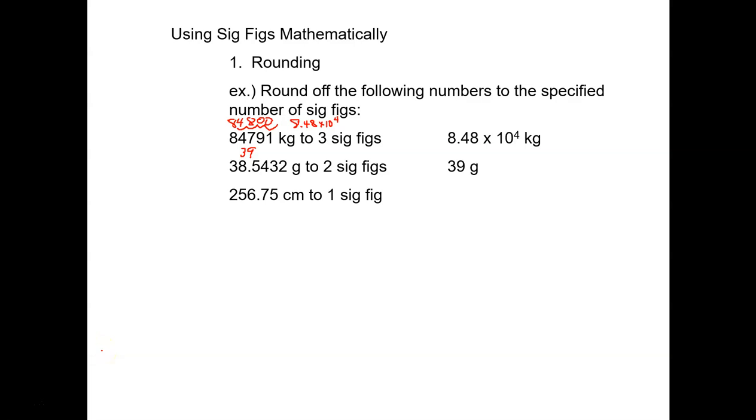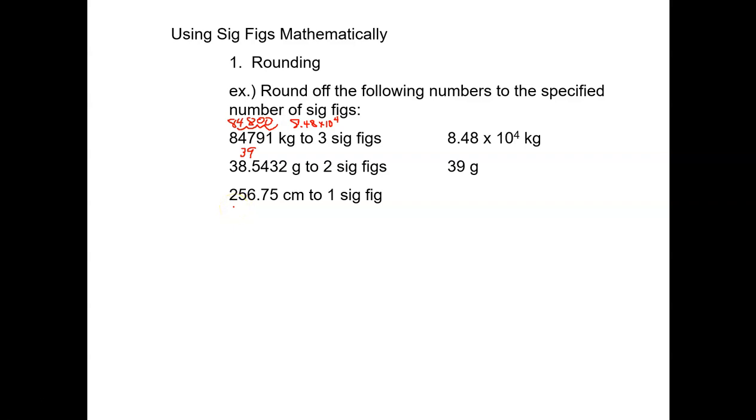How about this one? This one sometimes gets people, but you can do it. I want to round 256.75 centimeters off to 1 significant figure. Right now there's 5 significant figures in here. I only want to round it off to just 1. So 256.8? No, that's still too many. What about 257? No, that's still too many. What about 260? No, that's still too many.